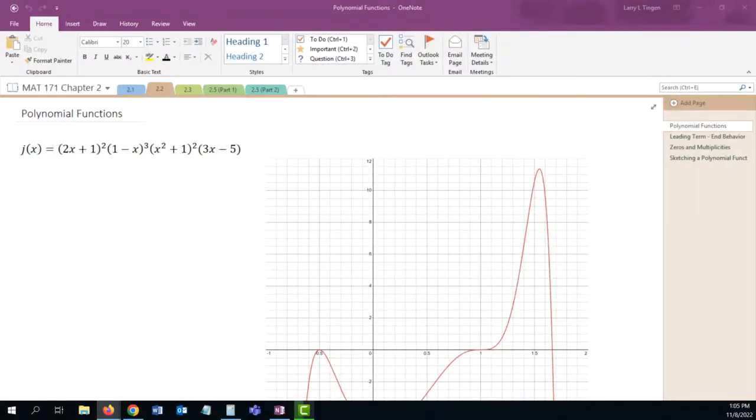Okay, so actually, this is section 2.2, polynomial functions.